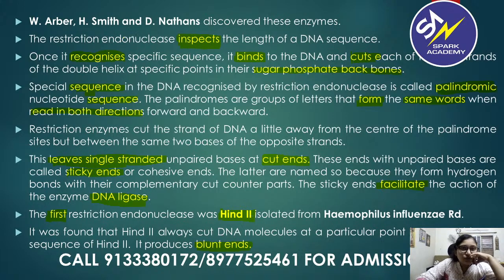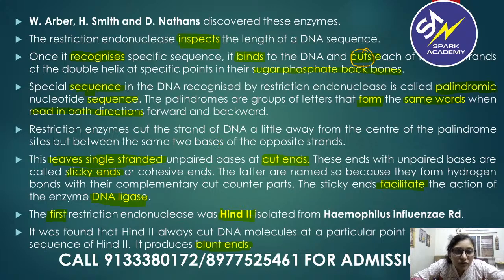So these are three scientists who discovered these enzymes. Restriction endonuclease first inspects the DNA sequence, recognizes its specific sequence, then binds at that sequence. That sequence is known as a palindromic sequence, and it cuts at that point. What will it cut? It will cut the sugar phosphate backbone. The sequence which is recognized is known as a palindromic sequence. A palindromic sequence is a sequence which, when you read from both sides, forward or backward, forms the same word.